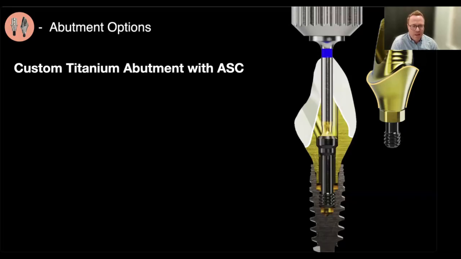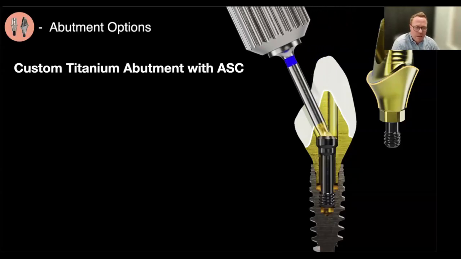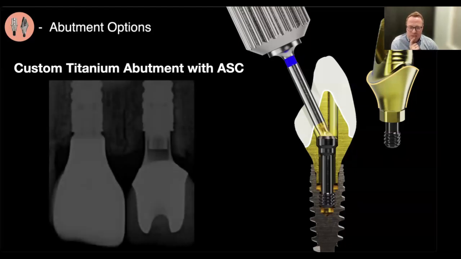So while the long axis is in line with this screwdriver right now, we can do angle correction with this. And so that's become my preference for any type of anterior aesthetic cases. I will do an angled custom abutment out of titanium and then cement the crown on top of that. And that gives me the ability to stay very narrow.